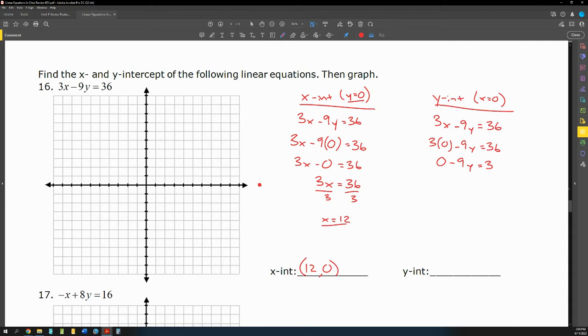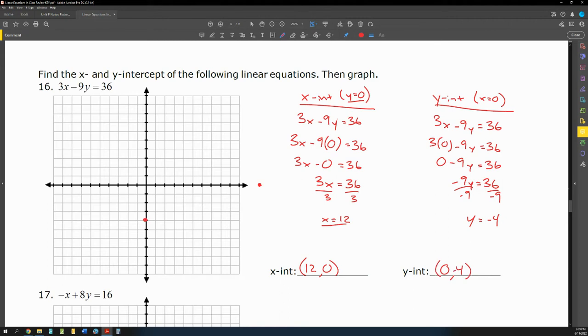So we have 0 minus 9y is equal to 36. 0 minus 9y is just negative 9y, so we can drop that 0. And last step, divide both sides by negative 9, and we get y is equal to negative 4. So as an ordered pair, x comma y, we have (0, negative 4), which we can also go ahead and plot.